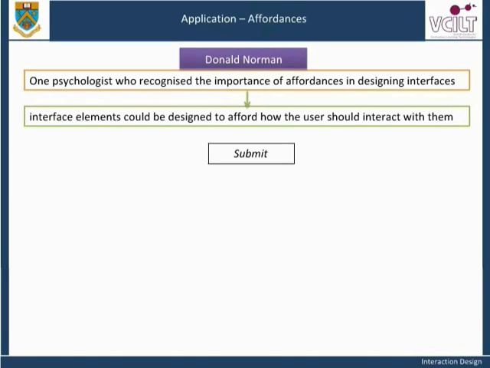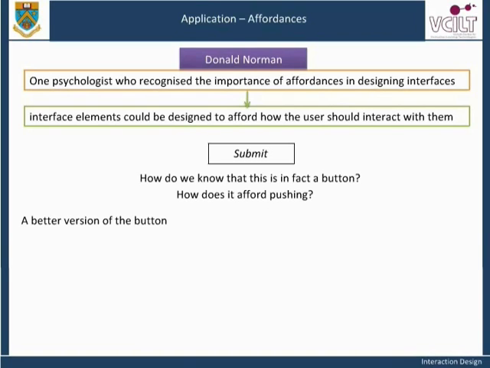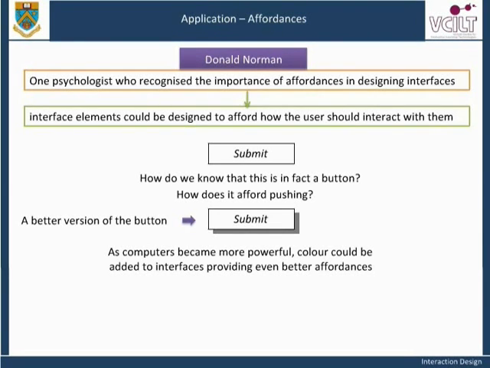Consider the button below, part of the original Macintosh interface. How do we know that this is in fact a button? How does it afford pushing? A better version of the button would be this. In this case, we can see that the button is raised off the page, so could perhaps be pushed level with the page. As computers became more powerful, color could be added to interfaces, providing even better affordances.